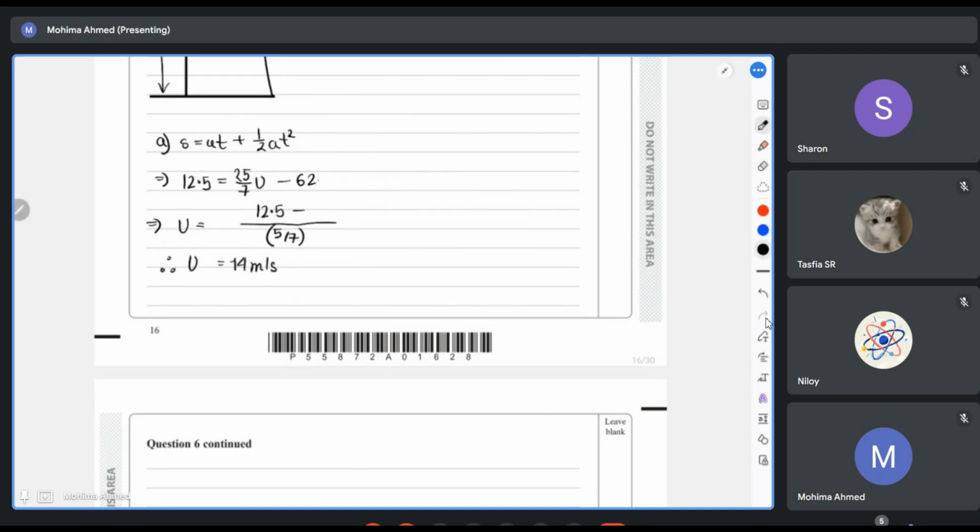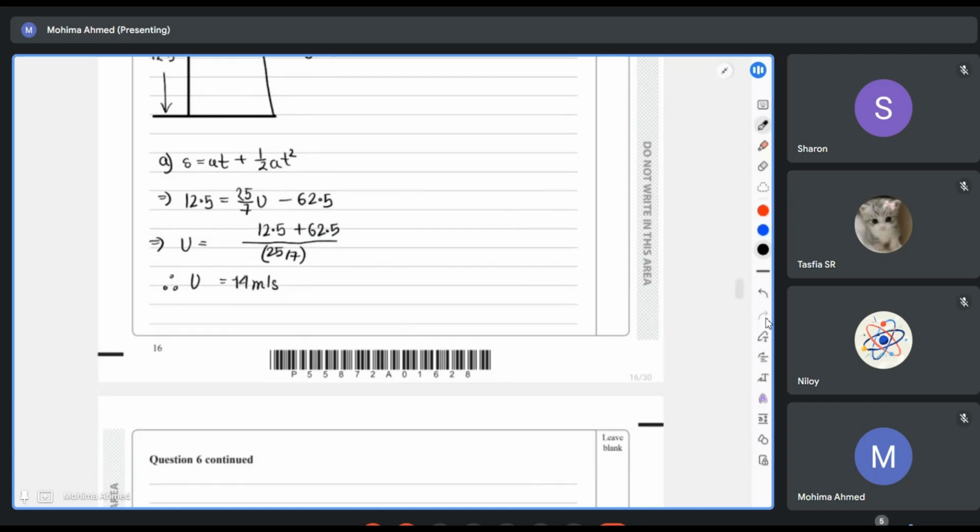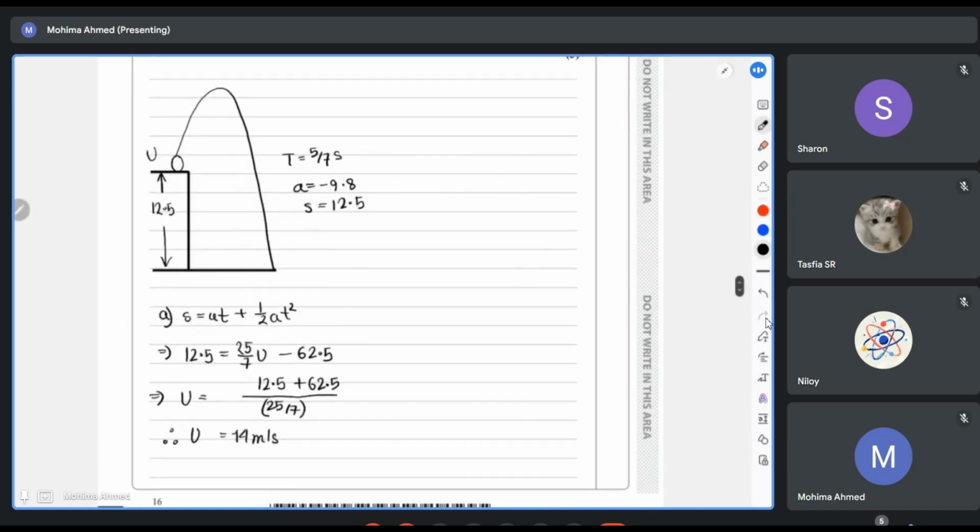This is 62.5. So if you change the line, it is going to be positive divided by 25 over 7. So 12.5 plus 62.5 divided by 25 by 7. Yeah, the final answer is actually, wait one minute, 25 by 7, 0.5, 9.8, and then 25 by 7 square, 62.5. Okay, another thing: this displacement was actually covered in the downward motion, right?